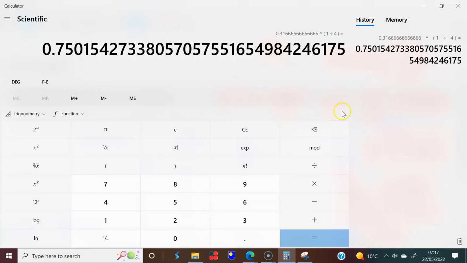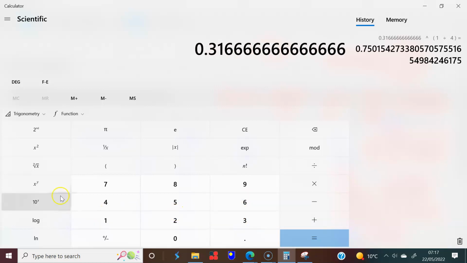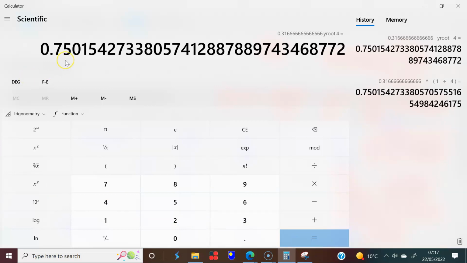Let me try another one and see if my calculator will do this one. 0.316666666. I think sometimes I need to do the second degree. Will it let me do that? Second degree. Oh, here it is. Yes, here it is. y root 4. And then that should also take you there straight away, 0.75.